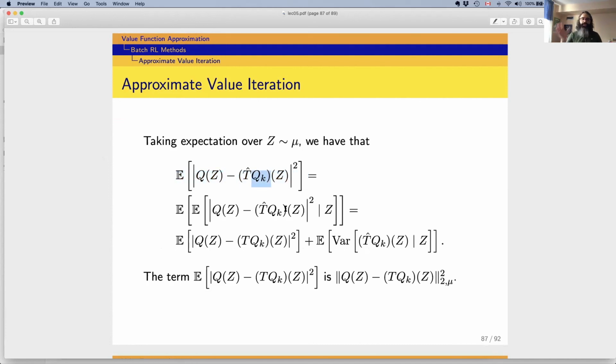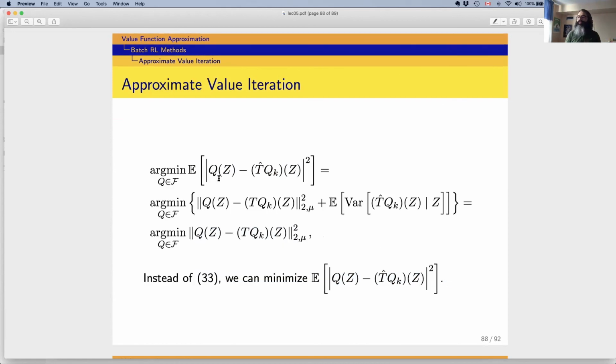And then I use what I had in the previous slides to decompose it into two terms. One is the expectation of the squared value of Q(z) minus T Q_k(z). And then another one would be the expectation of the variance of this empirical Bellman operator applied to z. The first term is the norm, the difference between Q and T Q_k. So I should remove z's here. So the norm gets rid of it.